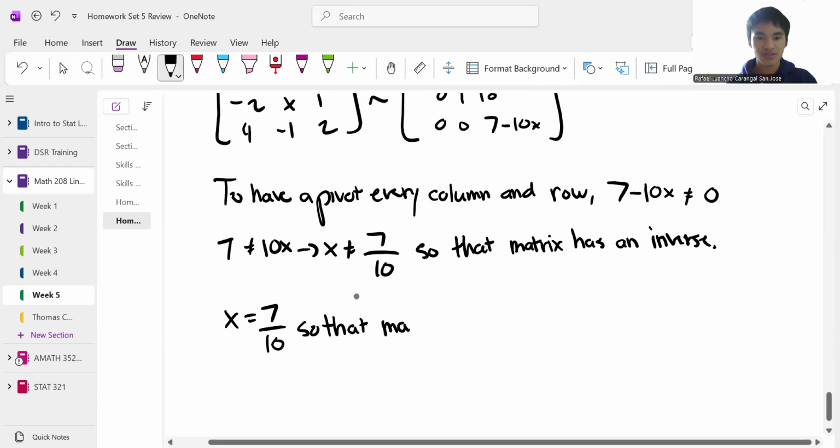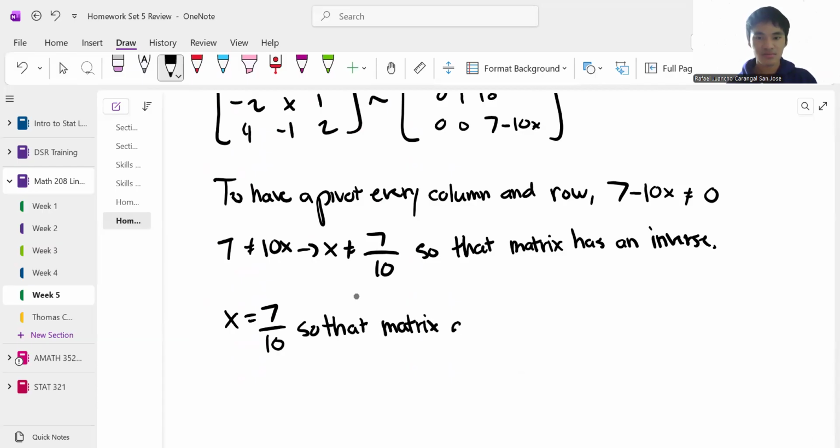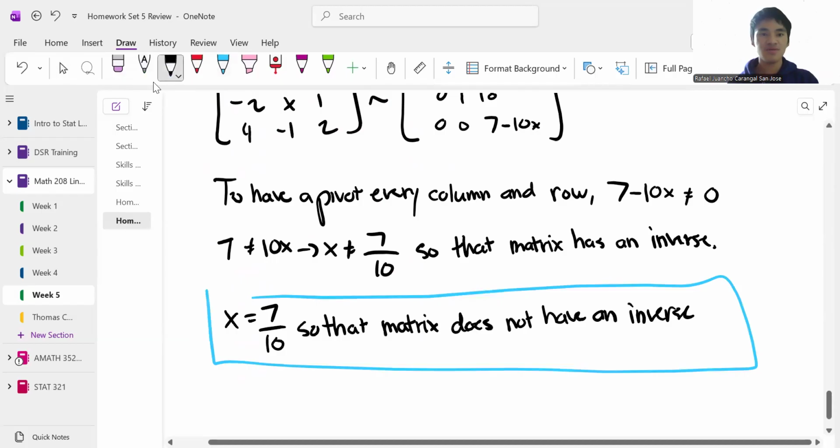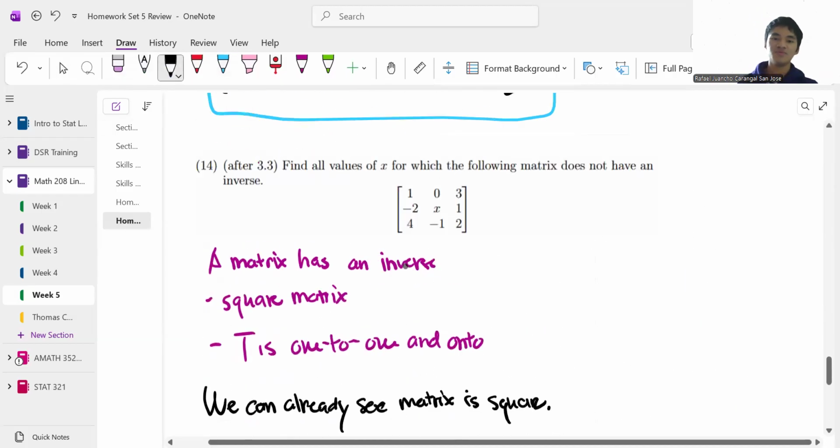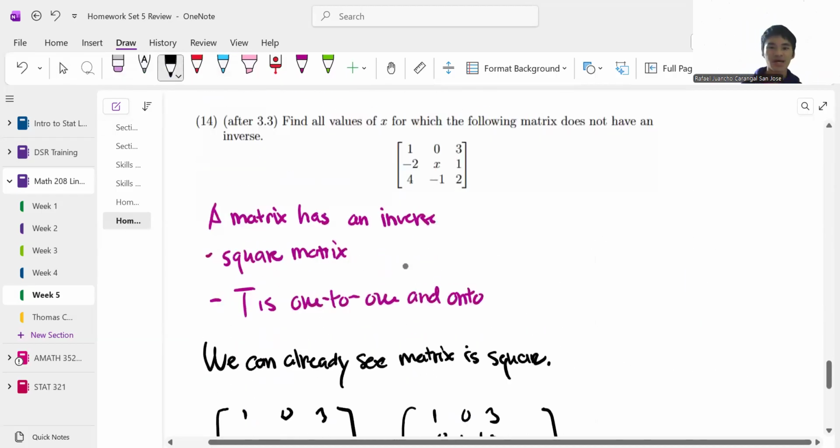So that matrix does not have an inverse. It's really this simple. You don't have to do a bunch of complicated stuff. We just look at our definitions and we answer it based on what we know.